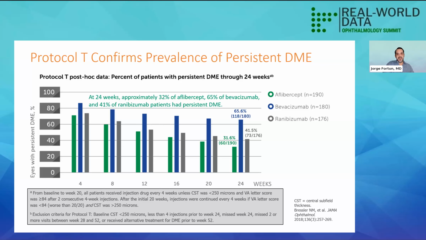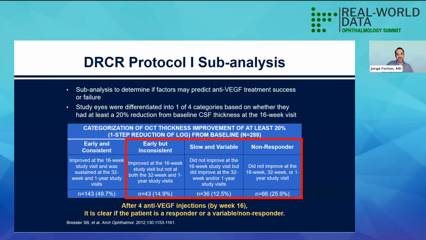As we can see, based on clinical trial data, Protocol T using first-generation anti-VEGF agents, a significant portion, nearly a third of patients, have persistent DME out to 6 months. Protocol I sub-analysis further showed that over 50% of patients don't have an early and consistent response to anti-VEGF in DME after 4 anti-VEGF injections.